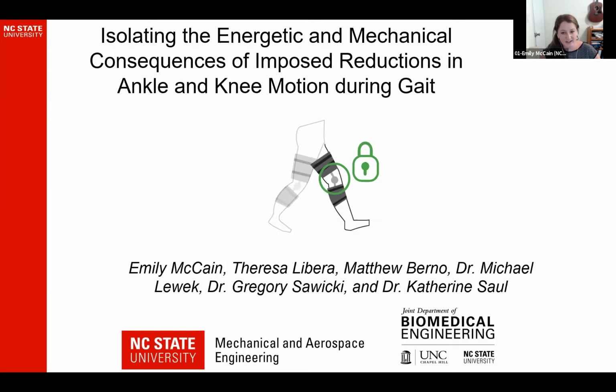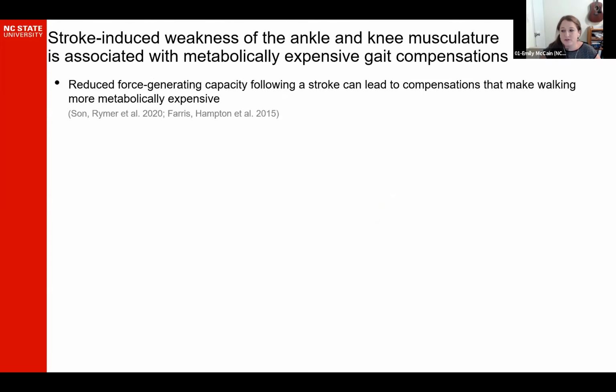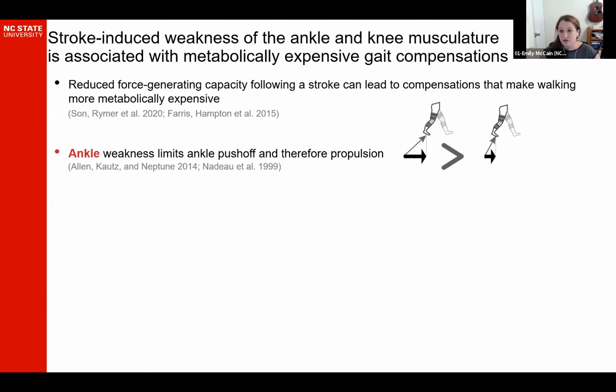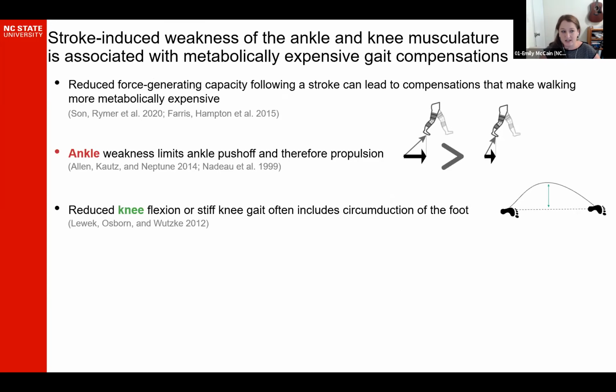Thank you so much. Post-stroke induced muscle weakness is associated with metabolically expensive gait compensations. Specifically, weakness at the ankle limits push-off and therefore propulsion, while weakness of the knee can necessitate circumduction of the foot to enable advancement of the paretic limb.